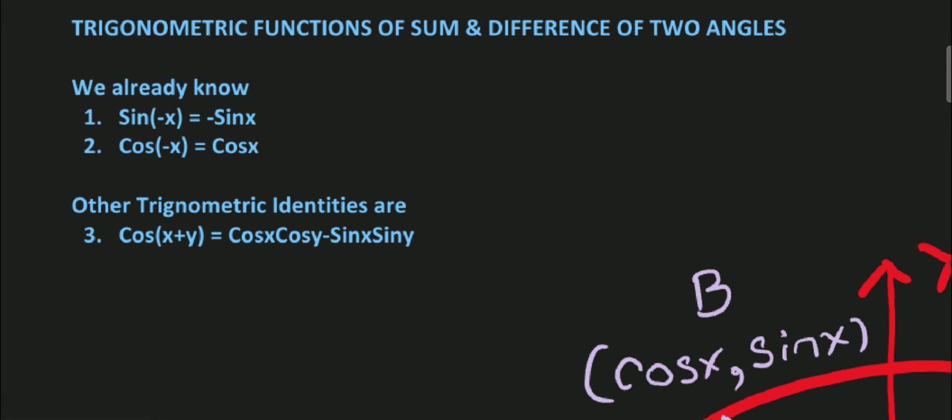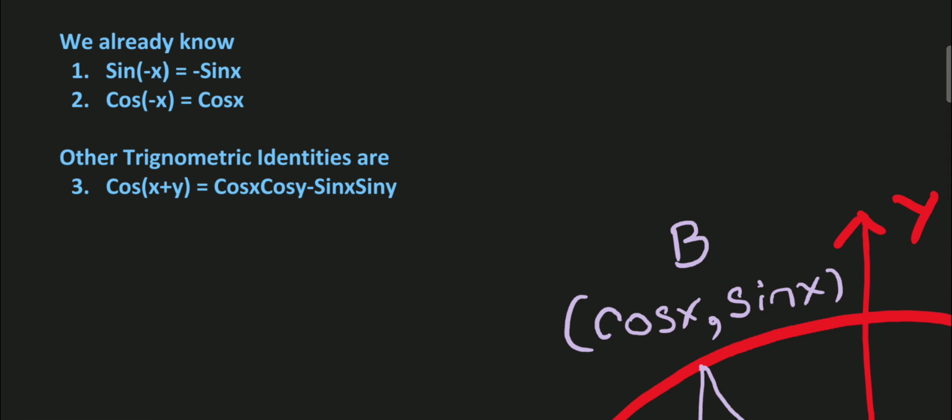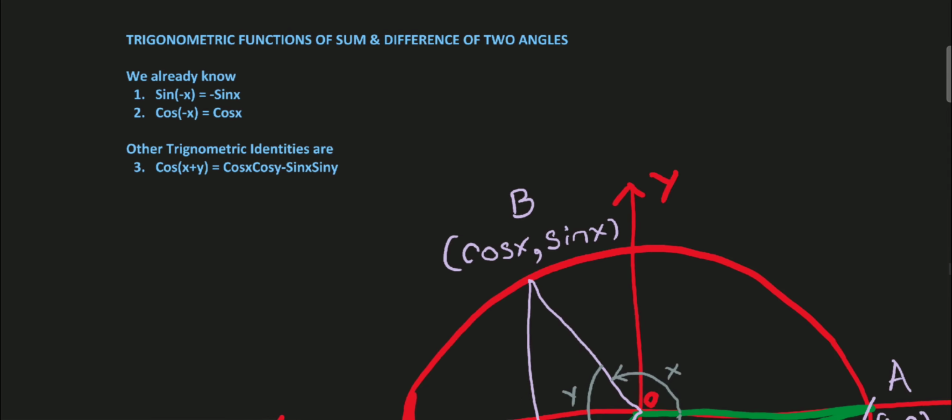We already know that the negative of x inside a sine will result in minus sin x, whereas negative of x inside a cos will result in positive cos x only. Similarly, cos of x plus y equals cos x cos y minus sin x sin y.